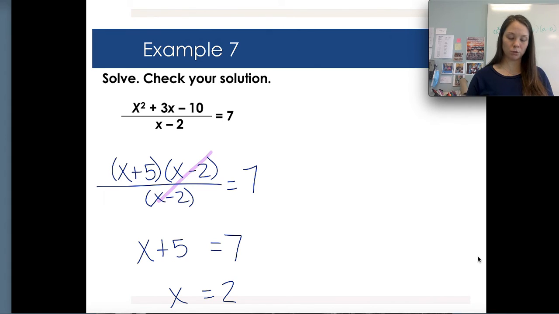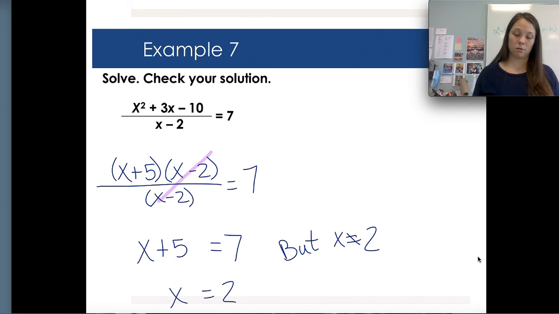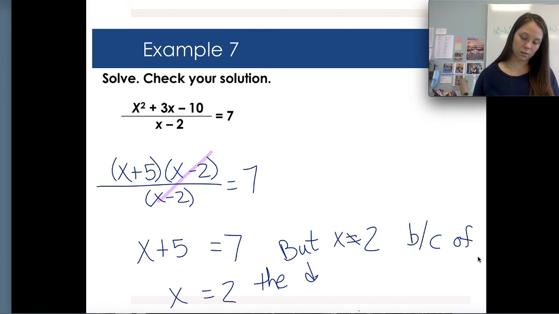But what if I told you that there really is no solution here? And that's because x can't equal 2, because at the very beginning of the problem, if x equals 2, it gives us 0 on our denominator. Well, that's not good. X can't equal 2 because we are not allowed to divide by 0. So, even though we did all the algebra right and we got an answer of x equals 2, there really is no solution. So x can't equal 2 because of the denominator. So we say that there is no solution.